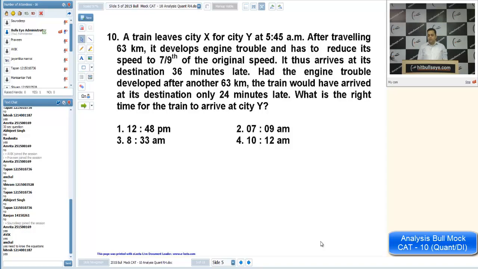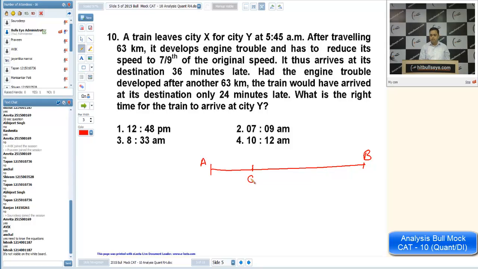Okay, no doubt this question is a lengthy question if we try to solve it by using the equations. The question says that a train leaves city X for city Y at 5:45 am. So let us say this is city A and this is city B. After traveling 63 kilometers, that means let us say at this point C, it develops an engine trouble and has to reduce the speed to 7/9 of the original speed. It thus arrives at the destination 36 minutes late.